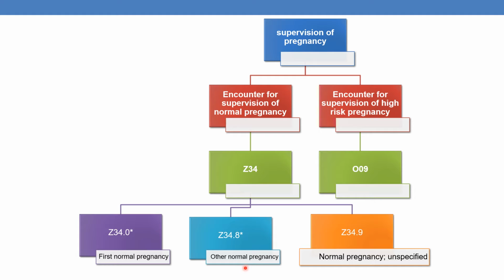For the supervision of other normal pregnancy, for example second or third pregnancy, whenever the physician documents it, you need to code the Z34.8 subcategory. And for the supervision of normal pregnancy unspecified, where the physician did not specify whether it is a primigravida, first pregnancy or second pregnancy, you need to code the unspecified normal pregnancy code, that is Z34.9.